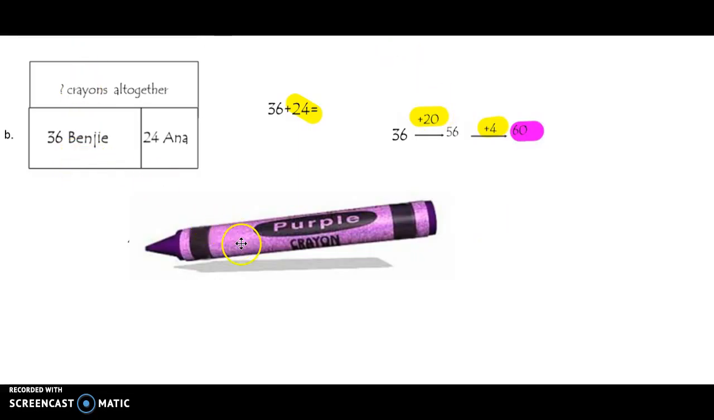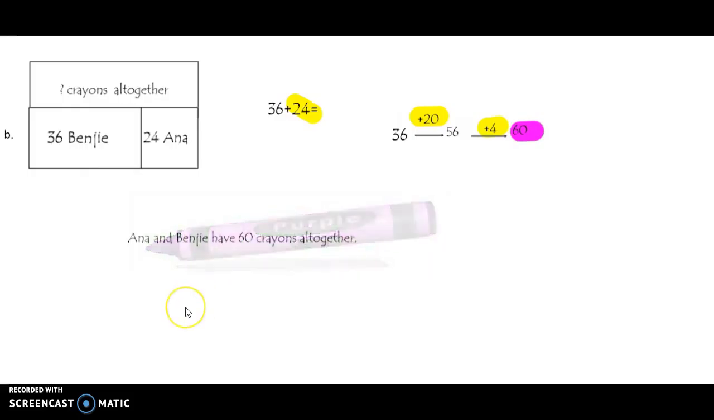To finish out this problem, you must write it in a complete sentence. So my sentence would say, Anna and Benji have 60 crayons all together. Hope that you did an excellent job on this.